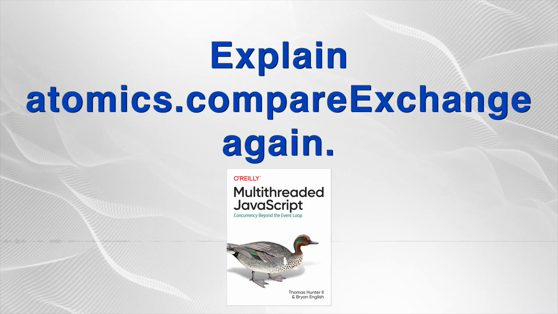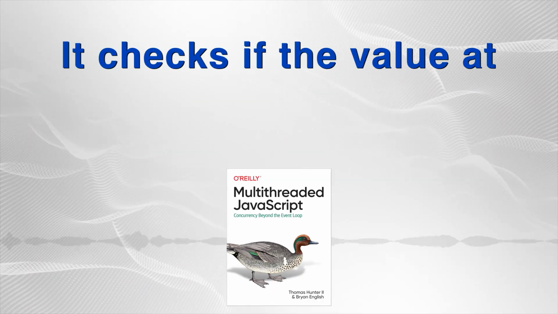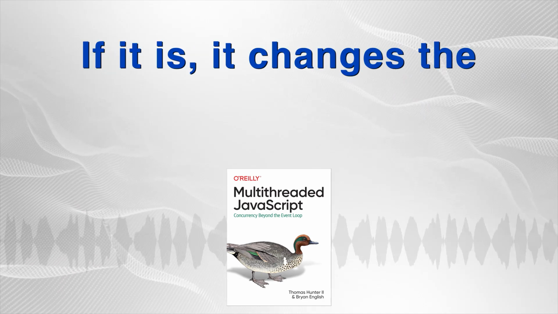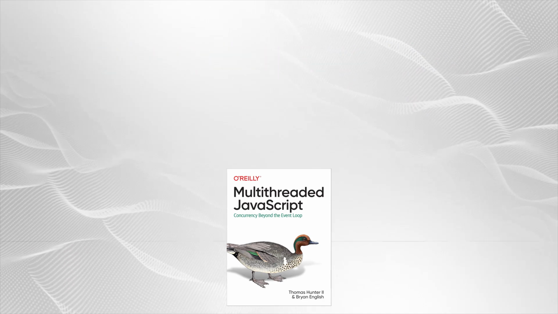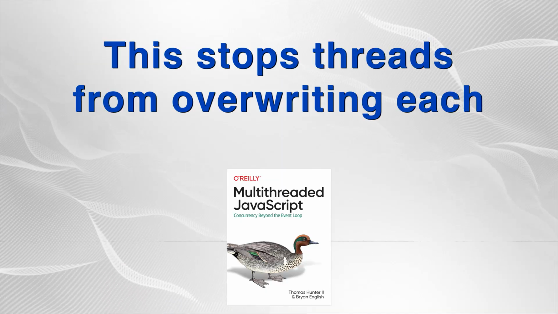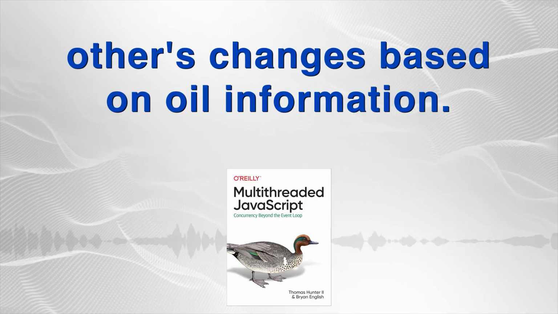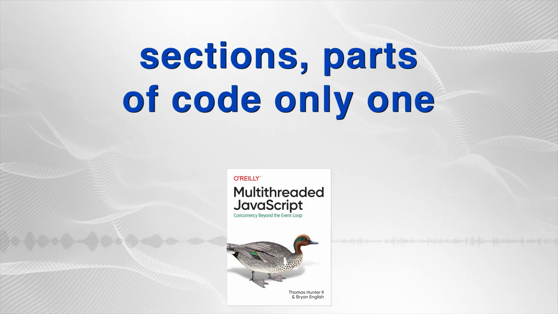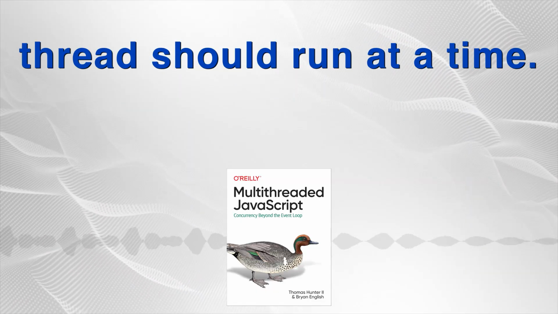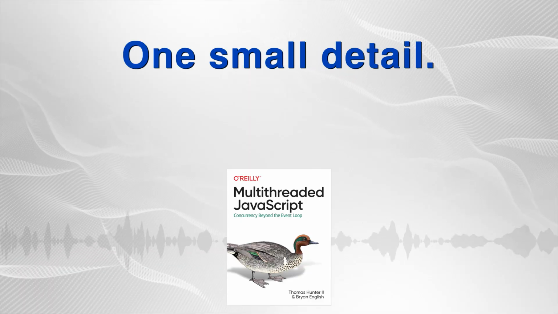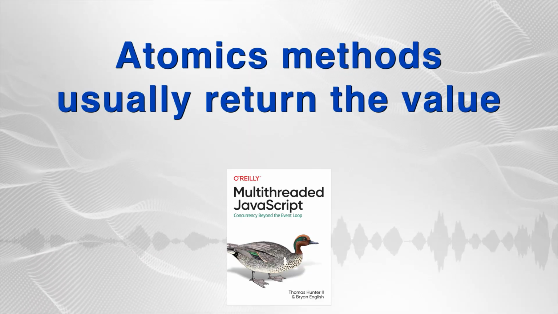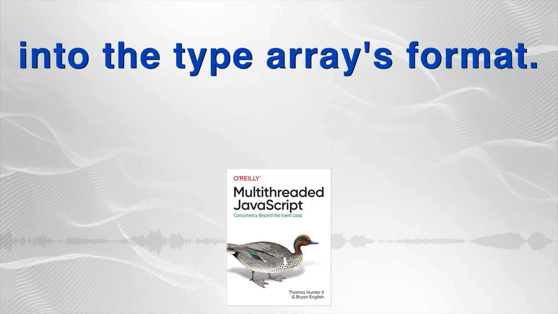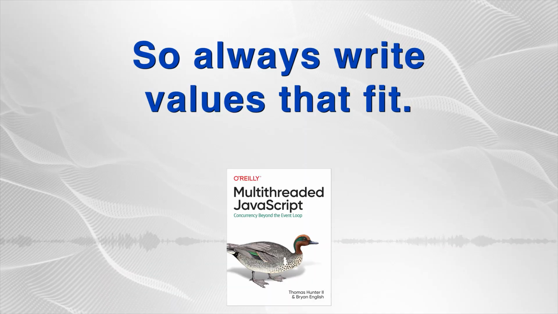Explain Atomics.compareExchange again. It checks if the value at a specific memory location is what you expect it to be. If it is, it changes the value to a new one, all in one atomic step. This stops threads from overwriting each other's changes based on old information. These atomic operations help create critical sections, parts of code only one thread should run at a time. Precisely. One small detail. Atomics methods usually return the value you tried to write, not necessarily the final value after it fits into the typed array's format. So always write values that fit.